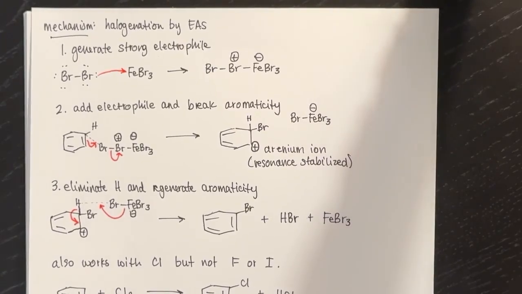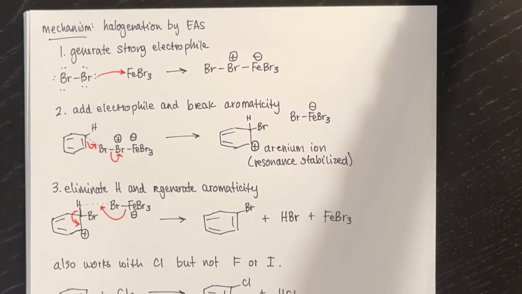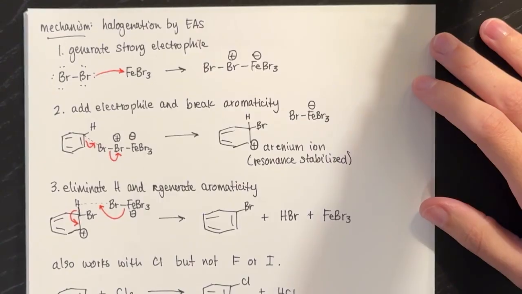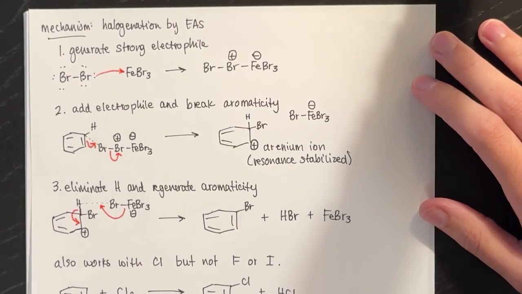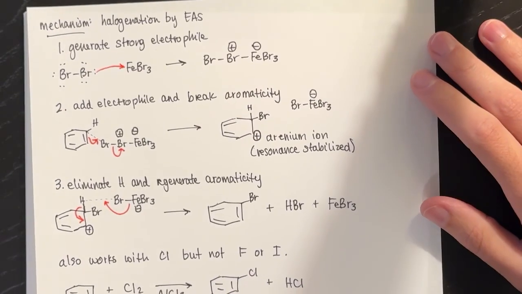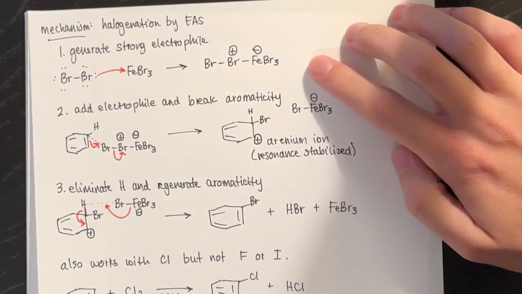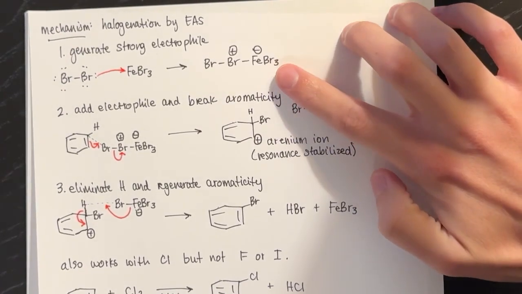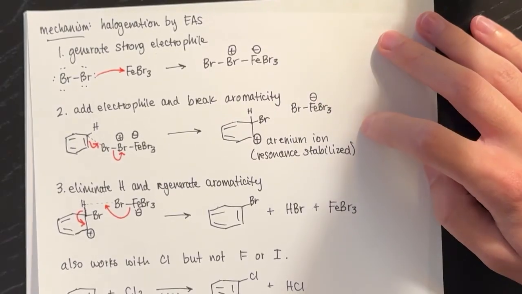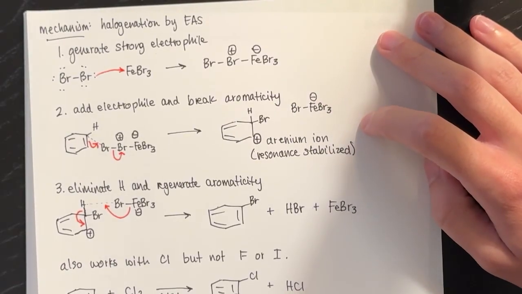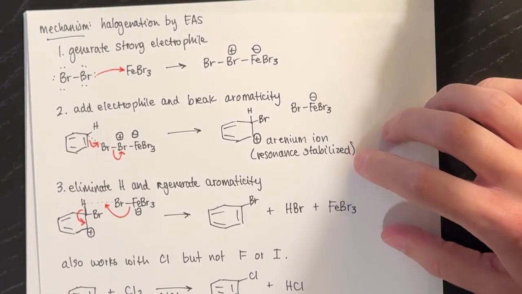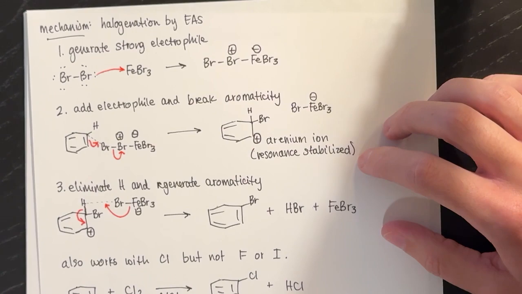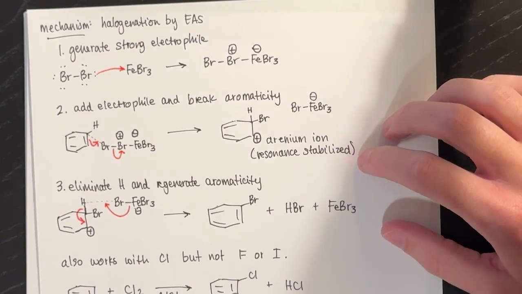All right, so in class yesterday, our little abbreviated class, we talked about the mechanism of electrophilic aromatic substitution. And the example that I gave you was bromination. So there's three steps in this reaction. First, we make a strong electrophile, this iron bromide complex. Then we add the electrophile to the benzene ring, and we break aromaticity of the benzene ring. But that's okay because the ion that we form, the arenium ion, is resonance stabilized.